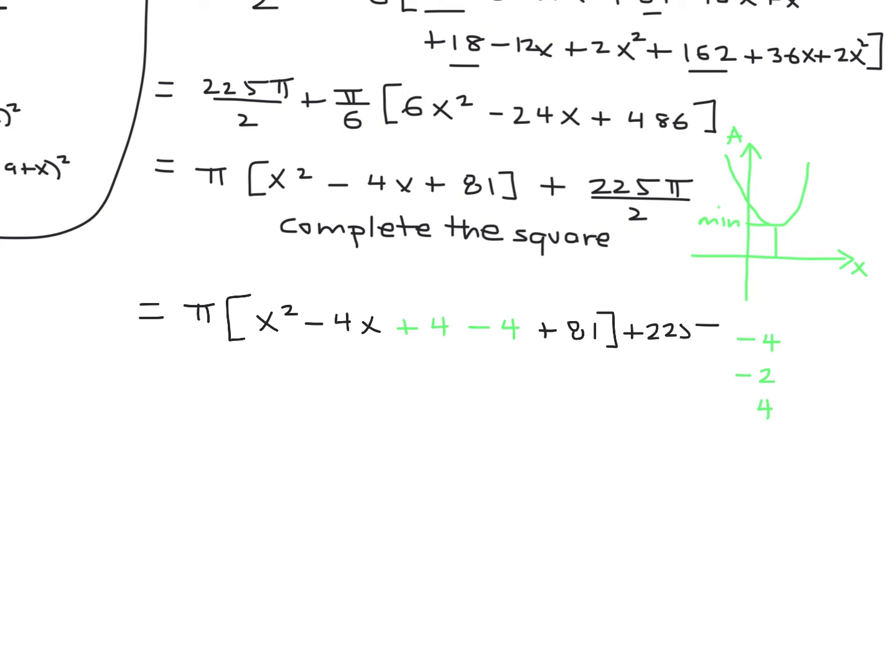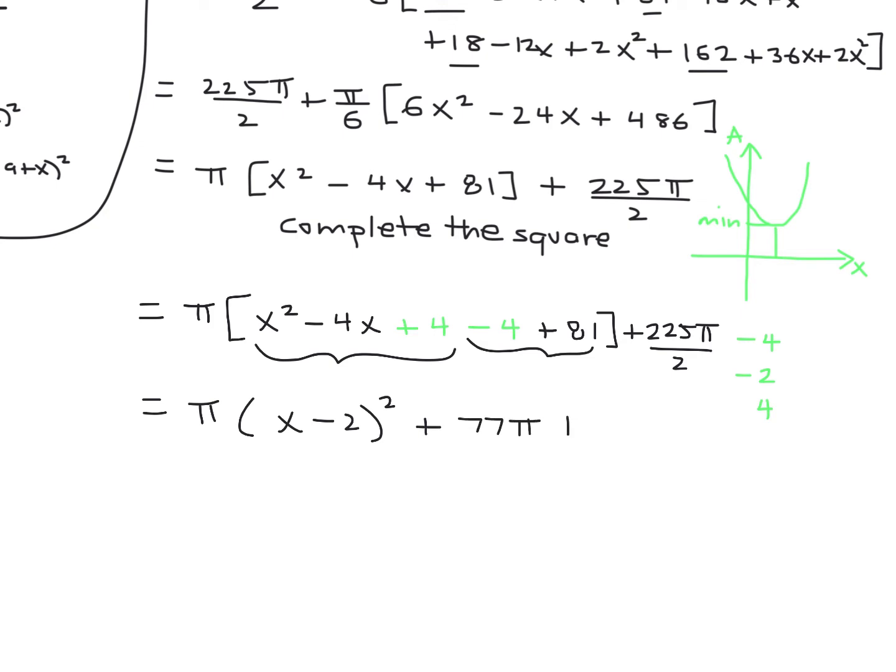Now the whole point of doing that is it allows you to factor, and in particular those terms factor out very nicely when you do that. And then don't forget to kick that out of the bracket. So 81 minus 4 is 77, and then when you kick it out of the bracket, do not forget to multiply by that pi. So it'll come out as 77 pi. And this is 225 pi over 2.